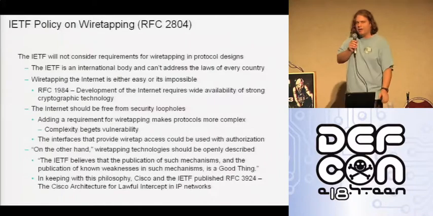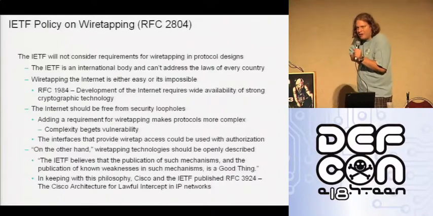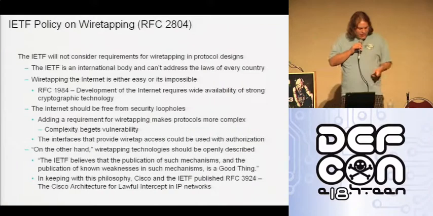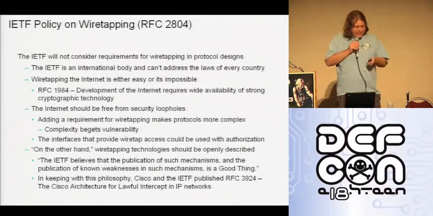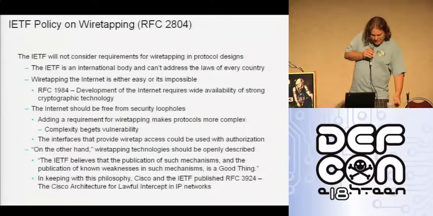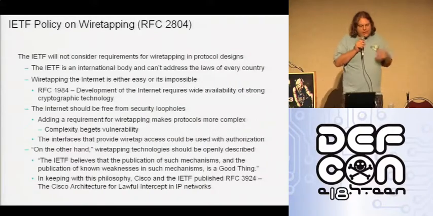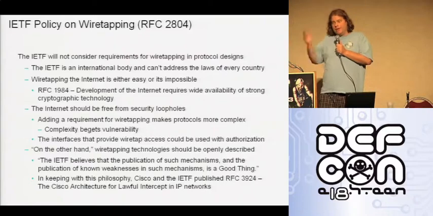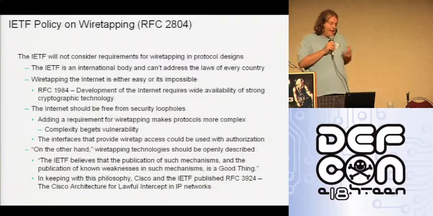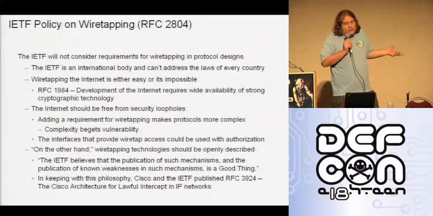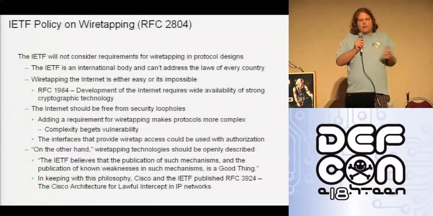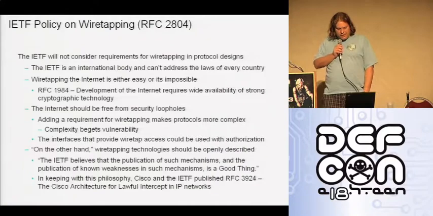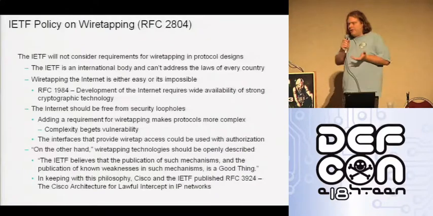So the IETF got involved, and they published an RFC in the year 2000, which talks about whether or not the IETF will consider requirements for wiretapping when they're designing the protocols that the internet is based on. And they decided that they would not do that. There are a bunch of different reasons why. One of the reasons they stated was this dichotomy that a lot of people think exists, where they think that wiretapping in the future will either be easy or impossible, because we either have end-to-end encryption or we do not. If we have end-to-end encryption, you can't wiretap. If we don't, then you hook up somewhere where things aren't encrypted, and you don't need an interface built in for that. One of the other arguments they made is that the internet should be free from security loopholes.